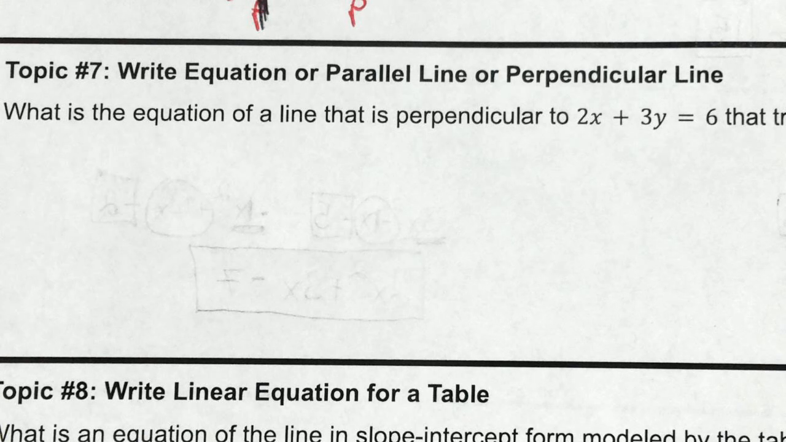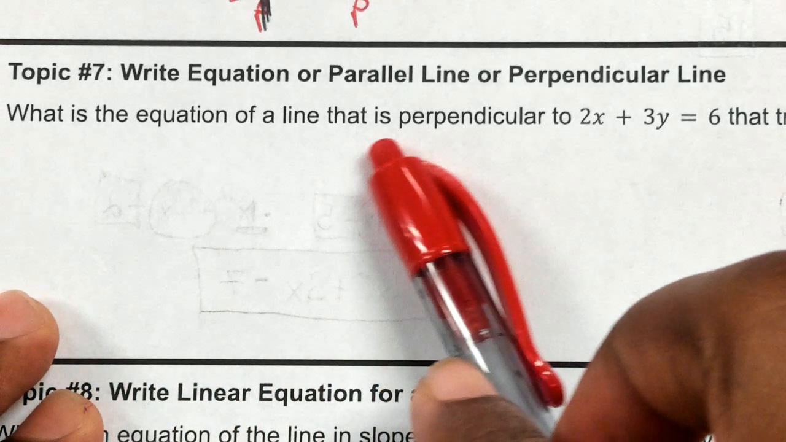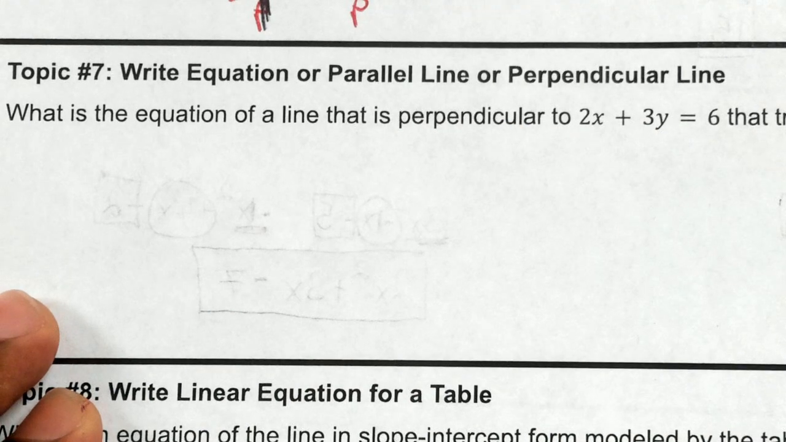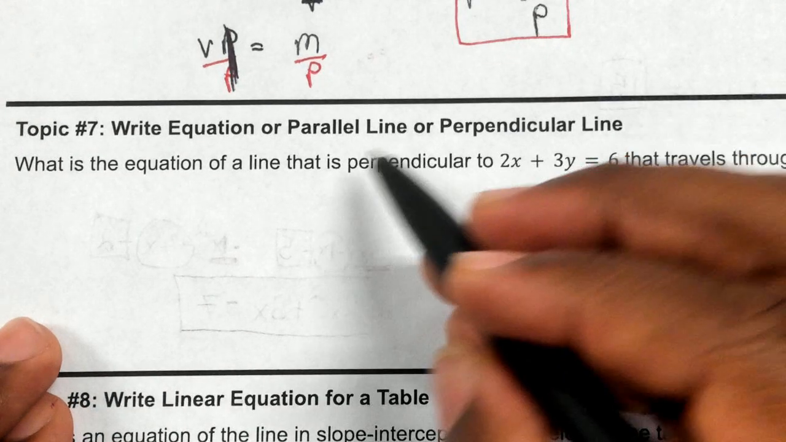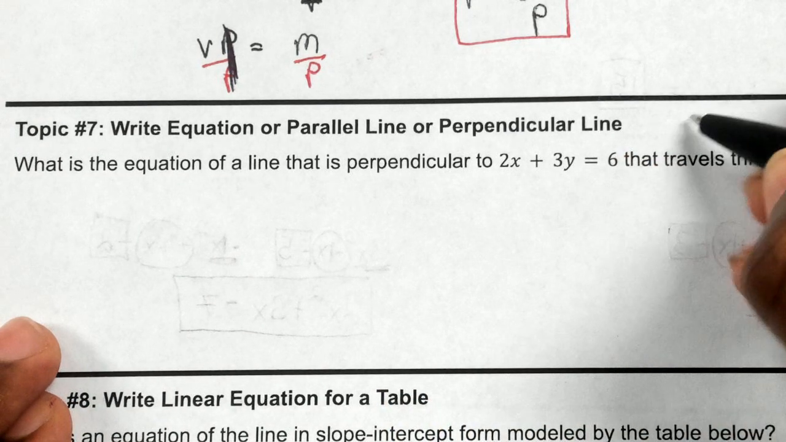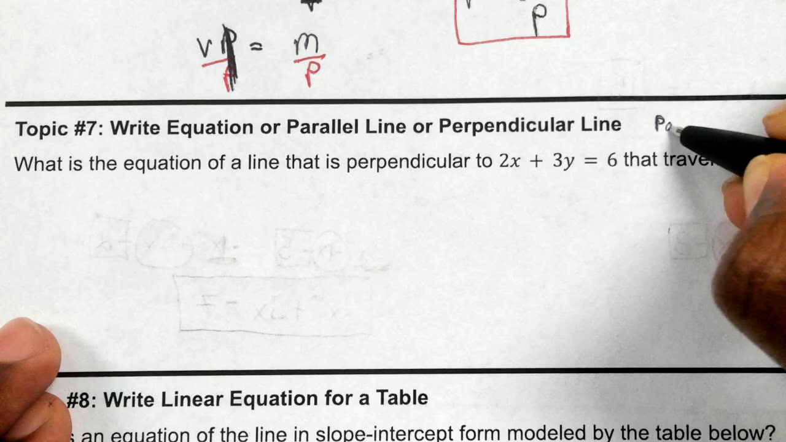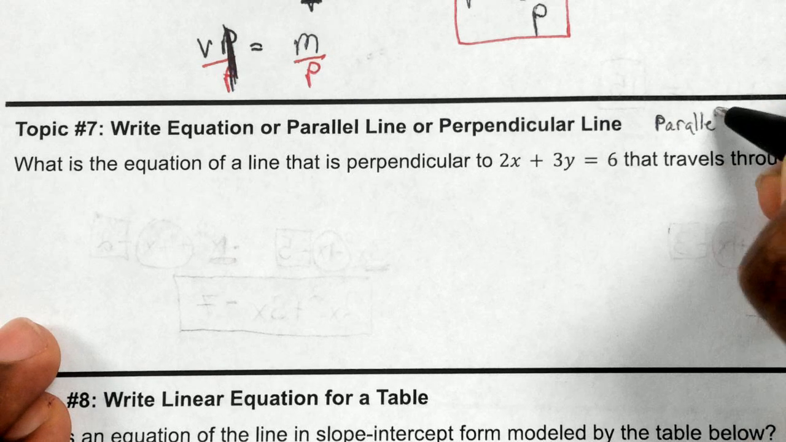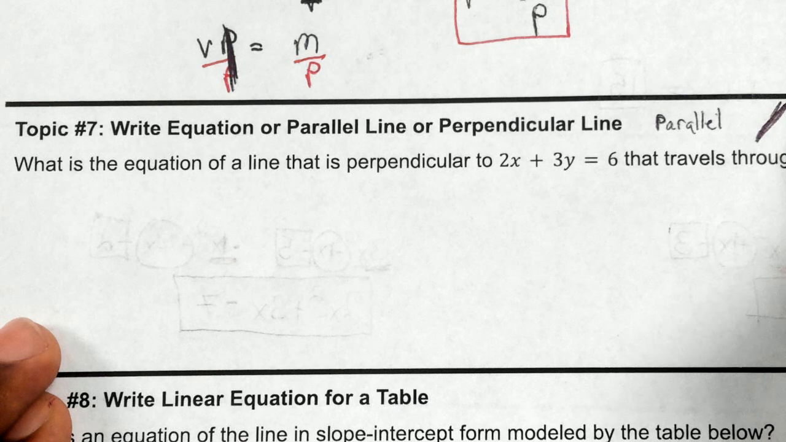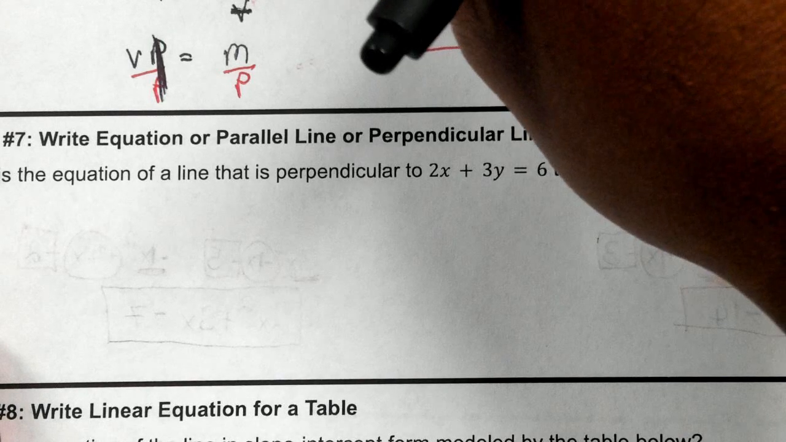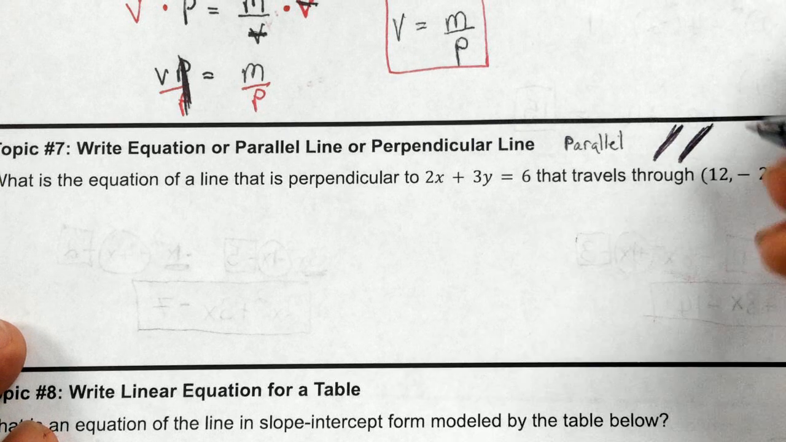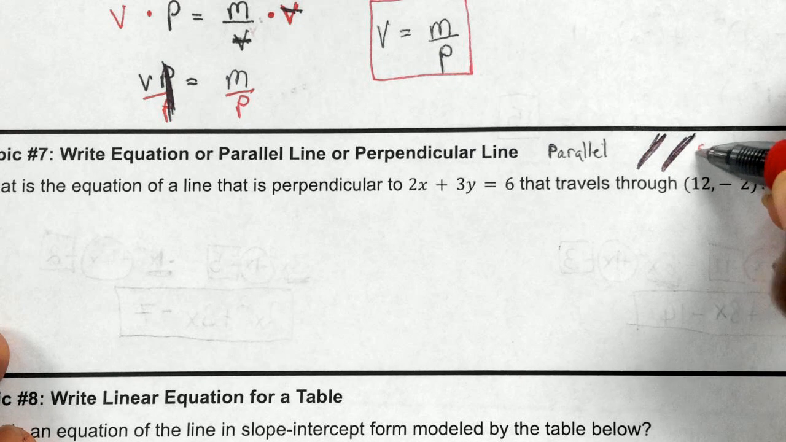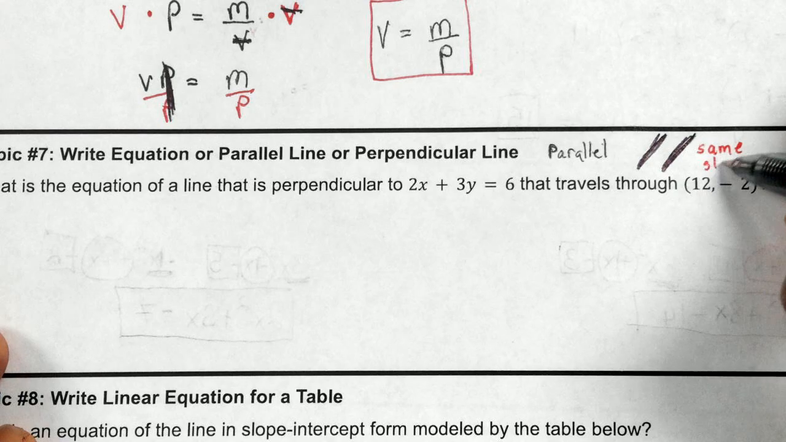Question number 7 wants us to write the equation of a line that is perpendicular to this equation right here. First things first, you need to remember what parallel and perpendicular lines are. A parallel line is a line that's going in the same direction, but they never meet. They're both going in the same direction, but they never intersect with each other. Direction is told by the slope. Because they're going in the same direction, parallel means they have the same slope.